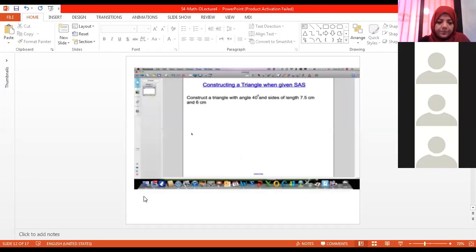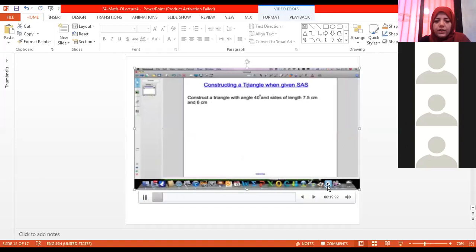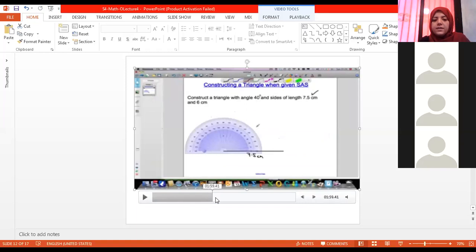So first of all, you are going to draw a line. As you see, we draw a line which is 7.5 centimeters. We always choose the longest. Then you put the protractor. We use the protractor. We put it on the vertex. We measure 40 degrees. Okay. We mark the 40 degrees, as you see.